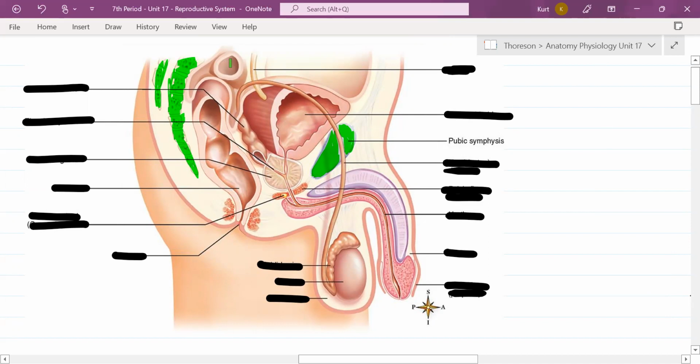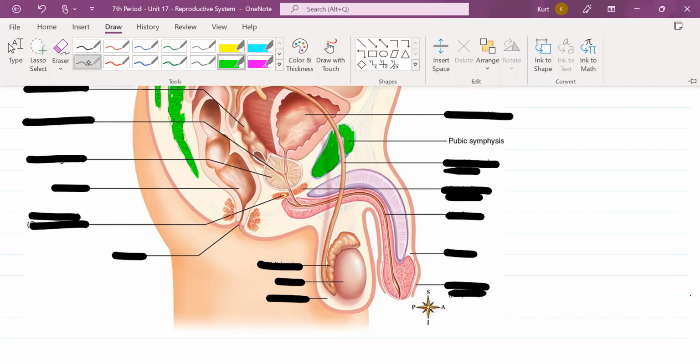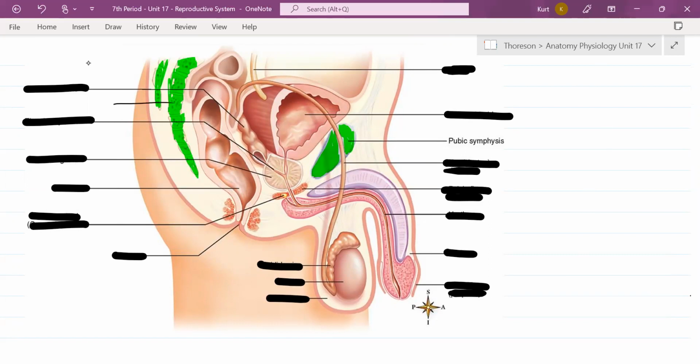And then what's this in the back? It's not labeled, but I'll label it. That's the spine. Good. I'll highlight those in green.